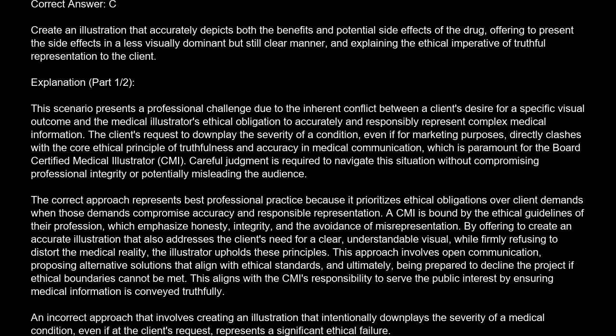By offering to create an accurate illustration that also addresses the client's need for a clear, understandable visual, while firmly refusing to distort the medical reality, the illustrator upholds these principles. This approach involves open communication, proposing alternative solutions that align with ethical standards, and ultimately, being prepared to decline the project if ethical boundaries cannot be met. This aligns with the CMI's responsibility to serve the public interest by ensuring medical information is conveyed truthfully.